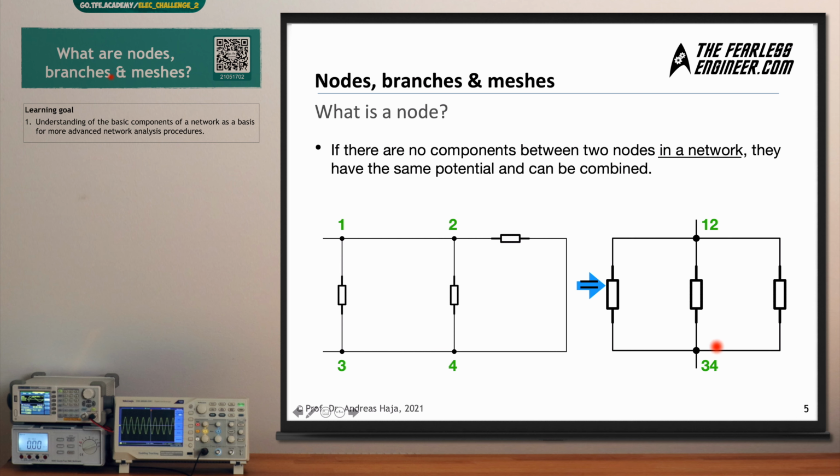So we can simplify this network on the left by redrawing it in the manner shown here on the right. We have now a combined node called 1, 2, and also at the bottom node 3, 4. And this is much easier to deal with, because you can immediately see that these 3 resistors are arranged in parallel. In the original network, it's not as easy to see to the untrained eye when you start into this area of network analysis. So nodes help us to reshape and simplify networks if there are no elements in between.